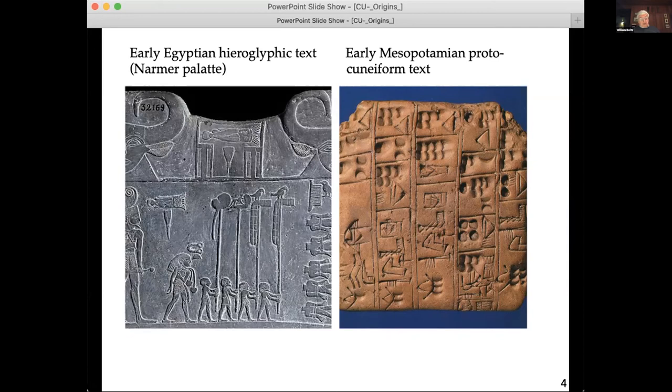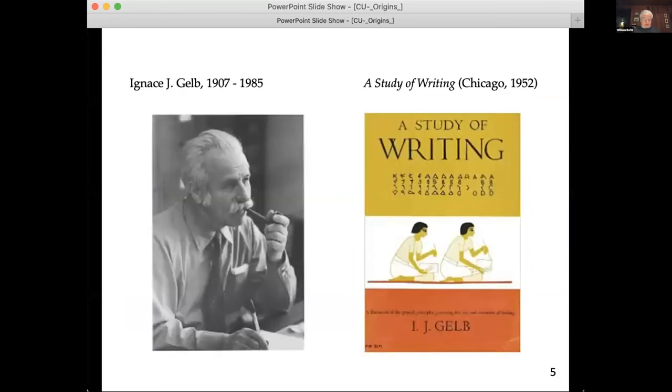One of the first scholars to raise this question from a scientific perspective was the eminent 20th century Polish Assyriologist Ignace J. Gelb. Gelb included as the penultimate section of his classic book, A Study of Writing, a chapter called Monogenesis or Polygenesis of Writing. And even though his work is now nearly 70 years old, he still gets credit, I think, for being one of the first scholars to take a serious analytical and comprehensive approach to this question.